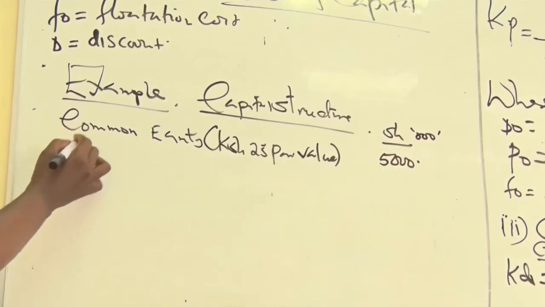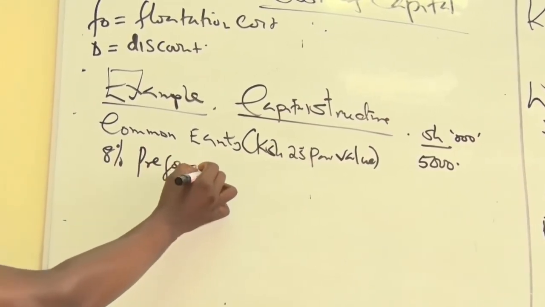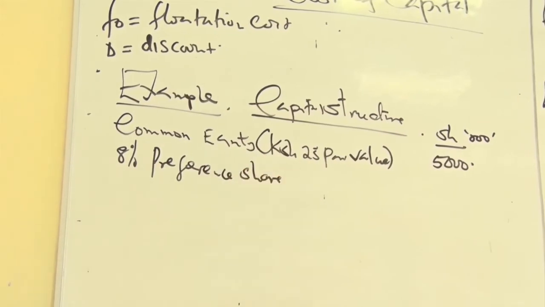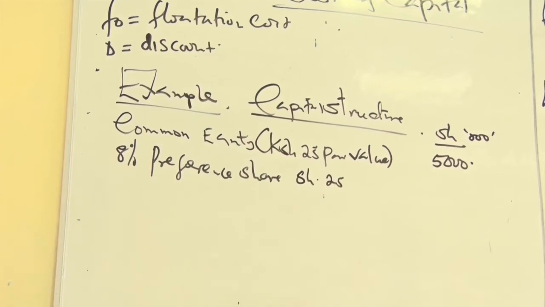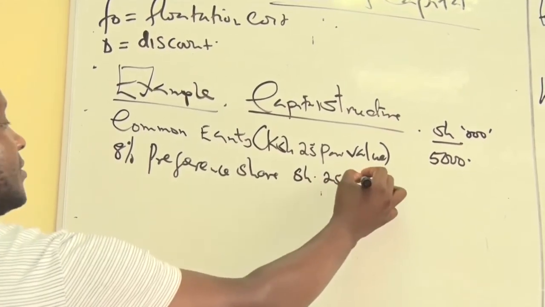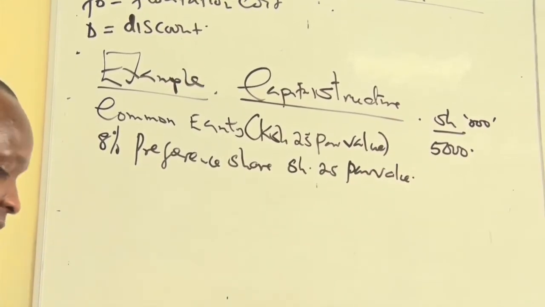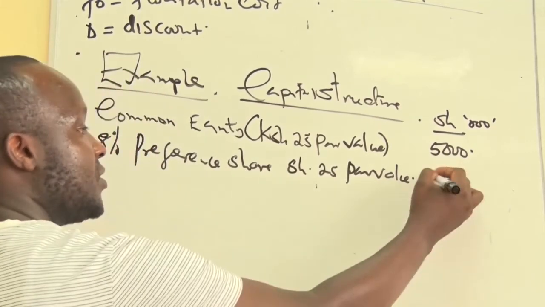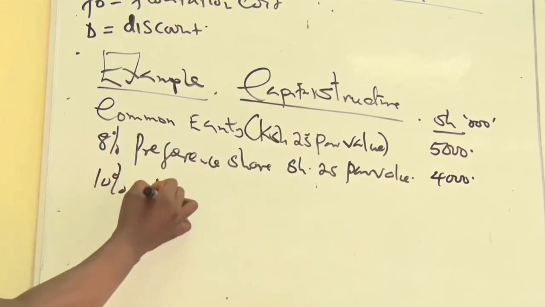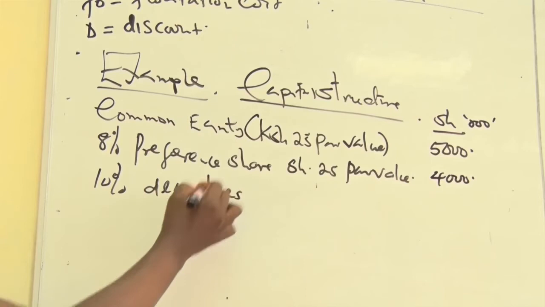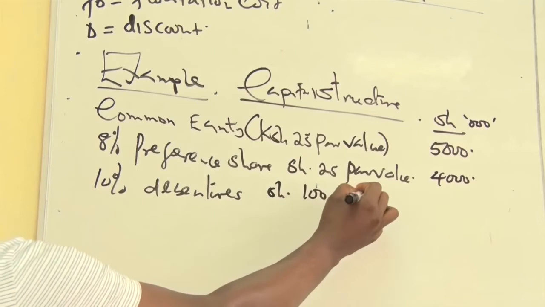Number two, we have 8% preference share, shillings 25 par value. Par means the original value, sometimes we call it the face value. The amount here is 4,000. Then we also have 10% debentures. The original value of this is 100 par value.